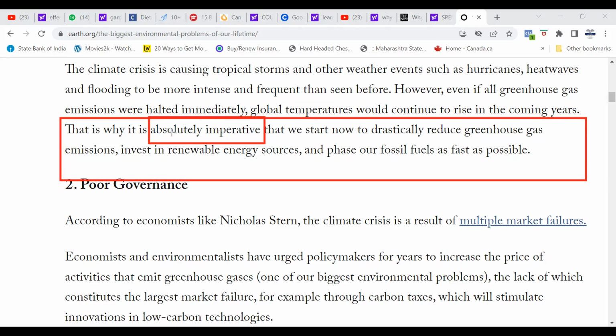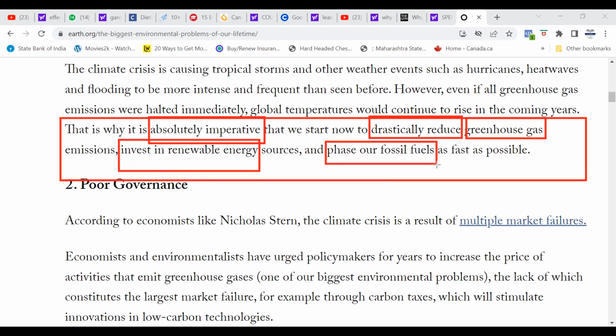It's very important. Instead of "very important," what do you write? It's absolutely imperative. Now, instead of "decrease," write "drastically reduce." Instead of "carbon dioxide," write "greenhouse gas emissions." Instead of "use sun energy," write "invest in renewable energy sources like solar energy." Phase out means stop using fossil fuels. Petrol and diesel are all fossil fuels.